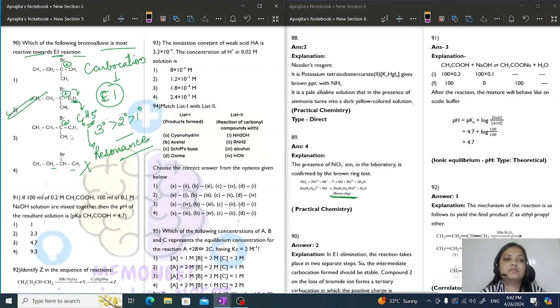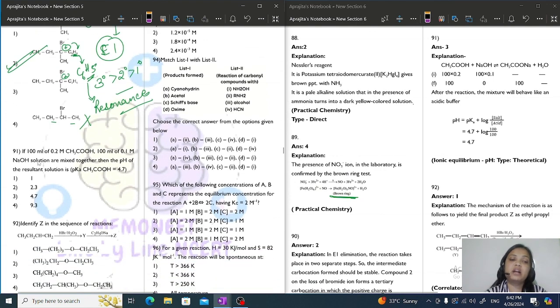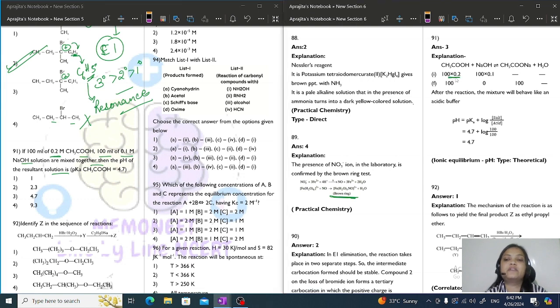Next up is question number 91. We have 100 ml of 0.2 molar acetic acid and 100 ml of 0.1 molar NaOH. So they are mixed together. We need to find the pH of the resultant solution. If I want to find the number of moles, it will be 100 into 0.2 for acetic acid and 100 into 0.1 for NaOH. So it's 20 and 10. They will neutralize each other, but only 10 moles will neutralize.